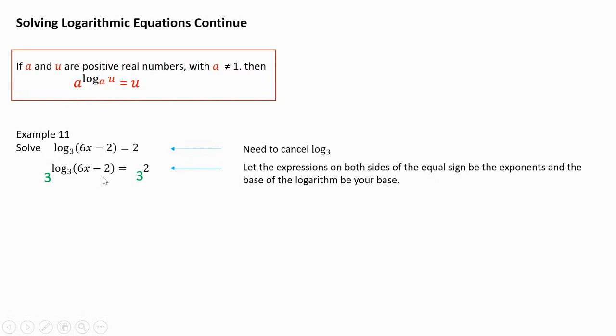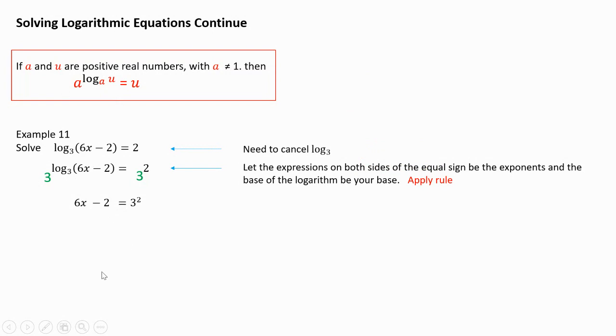We can do this in math because whatever you do to one side of the equal sign, you have to do to the other side. Now by applying the rule, this cancels here, and the exponent comes down. So this is equal to 1, and we bring down the 6x minus 2 equals 3 squared.